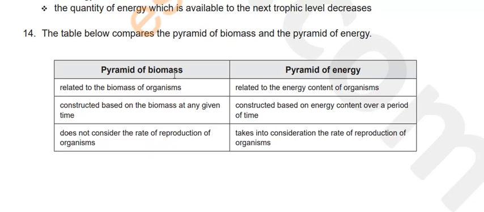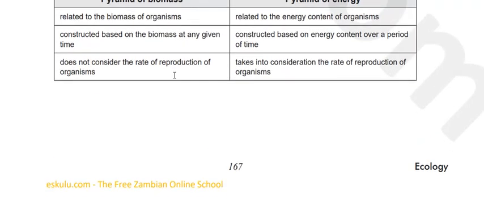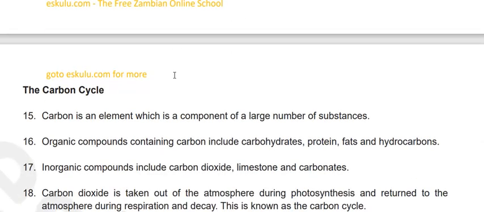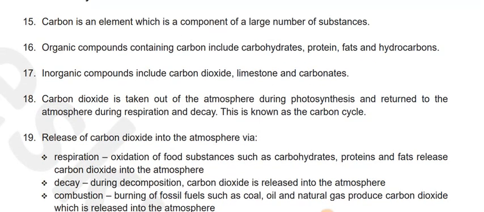The pyramid of biomass is constructed based on the biomass at any given time. The pyramid of energy is constructed based on the energy content over a period of time. The pyramid of biomass does not consider the rate of reproduction of organisms. The pyramid of energy takes into consideration the rate of reproduction of organisms. Then we have the carbon cycle.